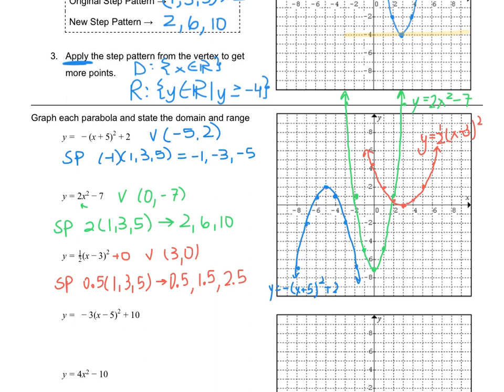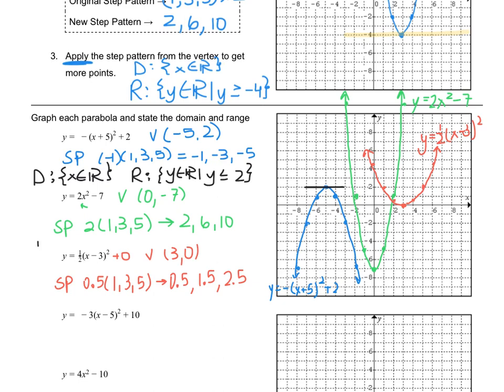Now, something I forgot to do for all of these examples is state the domain and range, so I'm going to go ahead and do that now. So for my blue one, and for all of them really, my domain is x is an element of all real numbers. And for my range, everything is below 2. So y has to be less than or equal to 2.